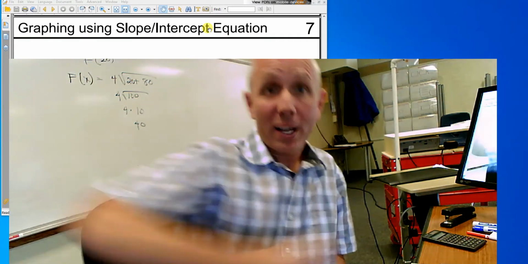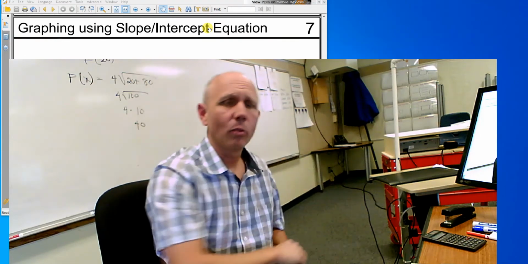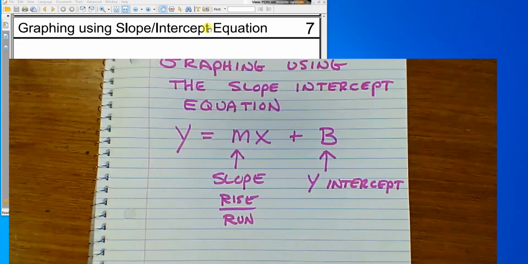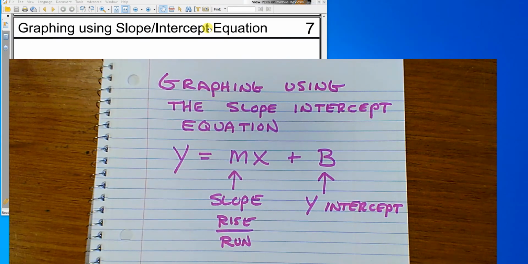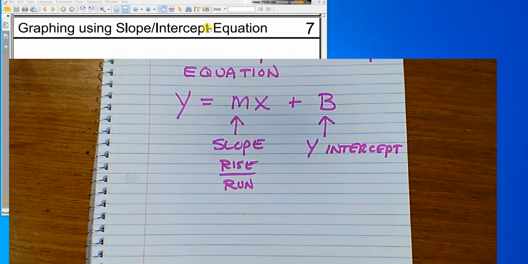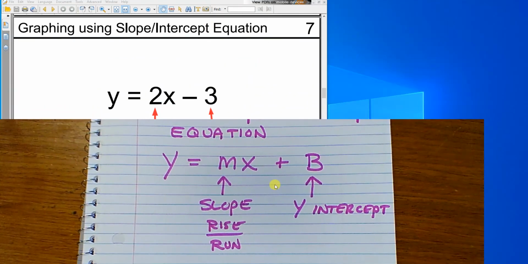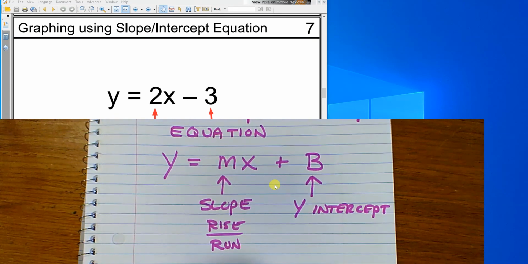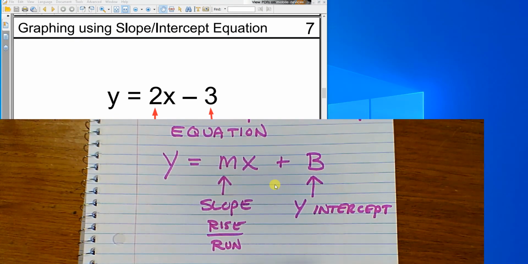All right, so we did the y equals mx plus b, and we did rise over run. Let's go back to those notes. So when I'm looking at an equation with the numbers in it, like this, I know this is my slope, and that's my y-intercept.